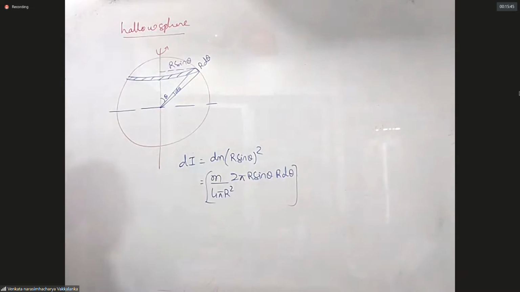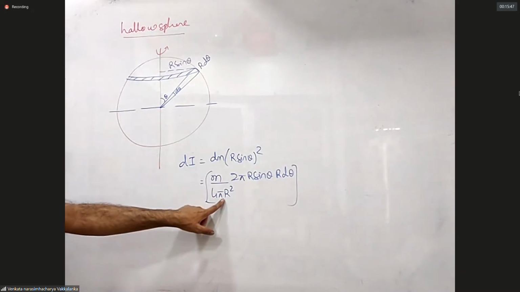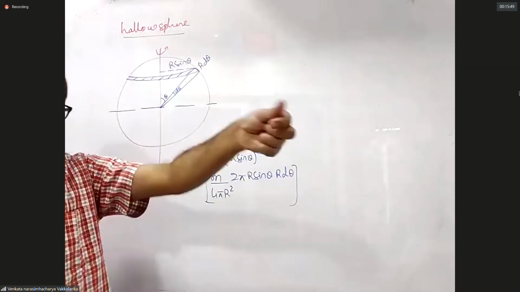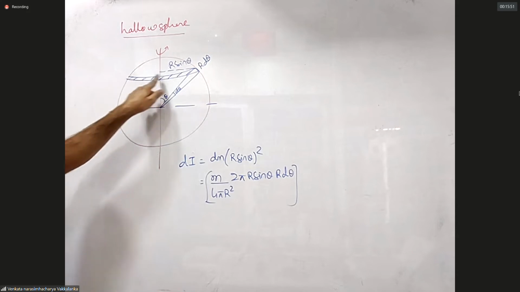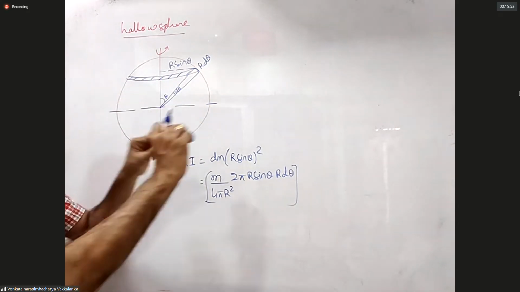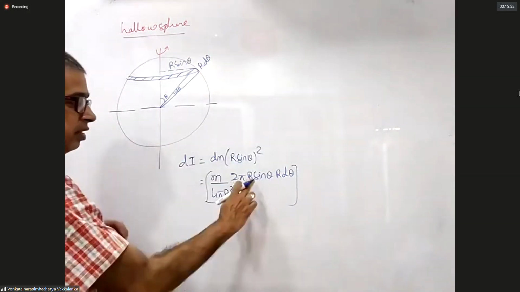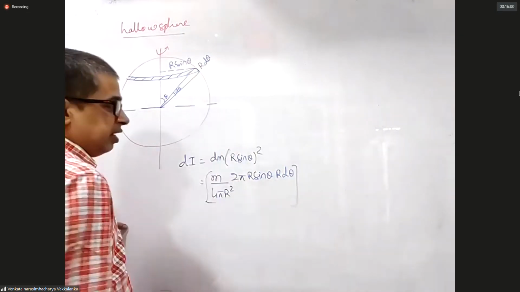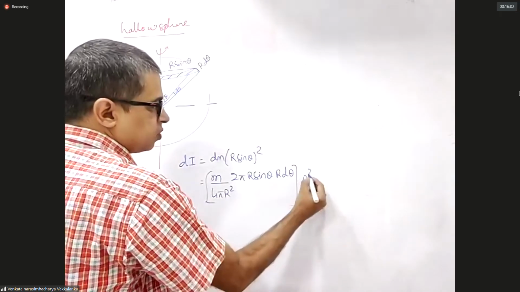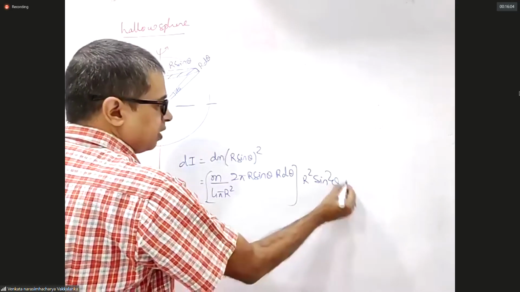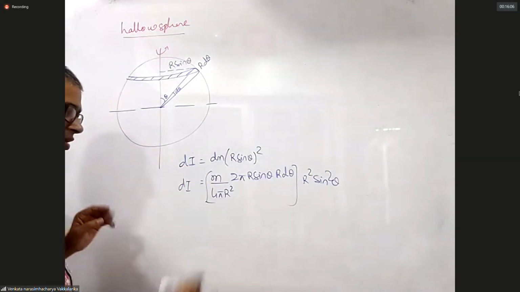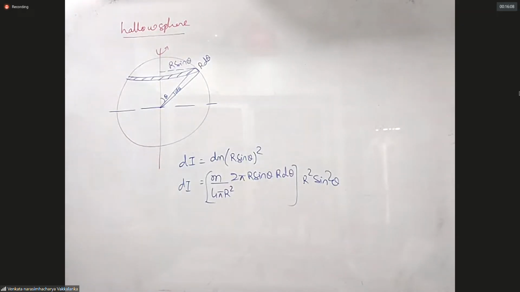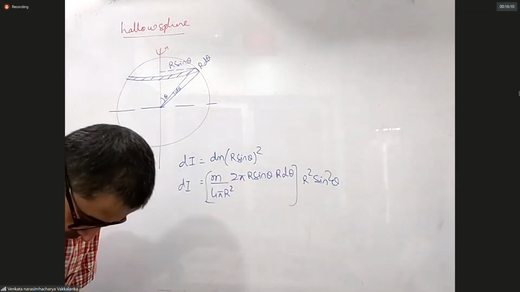Unitary method: dm is mass per unit surface area into surface area of the strip. This strip, cut it and make it straight: length into breadth. Length is 2 pi into radius, breadth is r d theta. This radius, r squared sin squared theta, will be as it is. Till here, is everybody clear about this? Yes, sir.